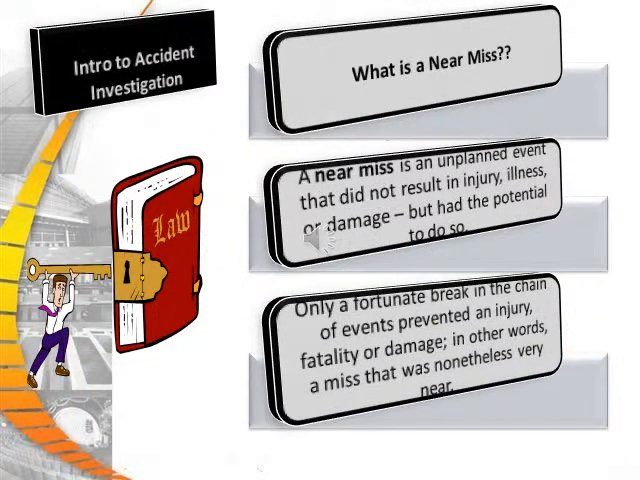What is a near miss? A near miss is an unplanned event that did not result in an injury, illness, or damage, but had the potential to do so. Only a fortunate break in the chain of events prevented an injury, fatality, or damage. In other words, a miss that was nonetheless very near.